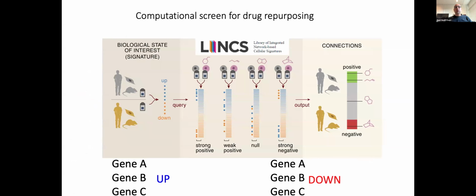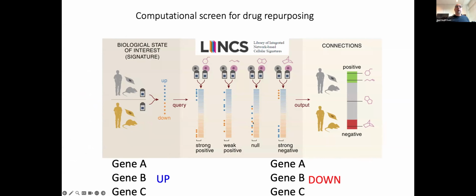But again, how do we use this now to find some kind of lead compounds? Well, what we do is we try to identify the genes that, for example, are changed in Kleefstra syndrome. And here it is just hypothetical. I call them genes A, B, C, and let's assume they are upregulated. So they are more expressed in the Kleefstra syndrome lines.